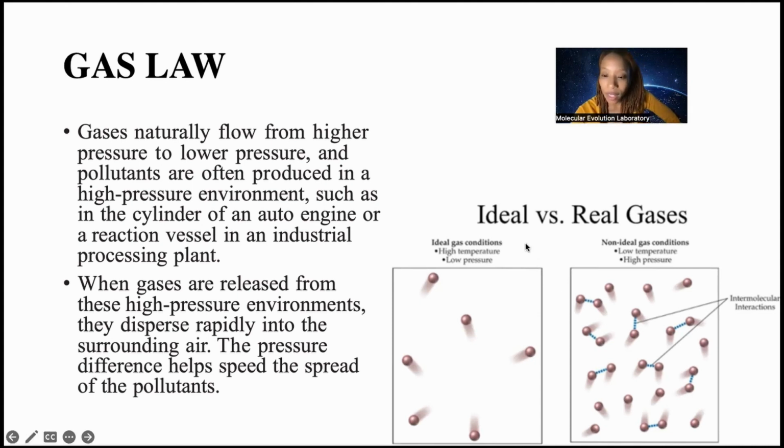So here we have the ideal gas versus the non-ideal gas. The ideal gas exists at high temperature, moves quickly at high temperature, but at low pressure. For the non-ideal gas, you have intermolecular interaction. Basically, with low temperature and high pressure, there is more interaction between molecules or particles.